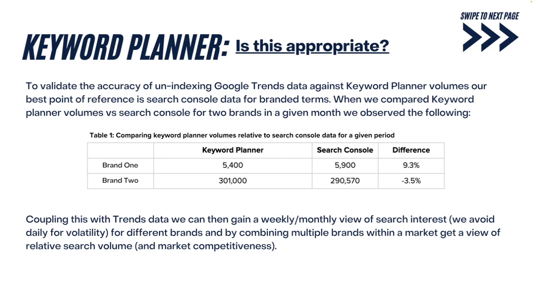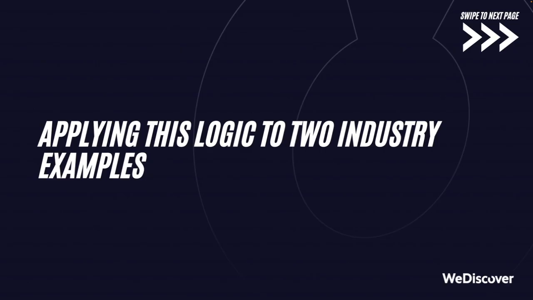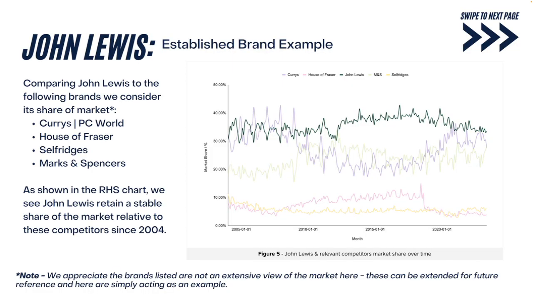So with that kind of validity put in place, what does this look like practically when applied to a couple of different scenarios? What we wanted to do here was take two different markets that are very different in their nature, to take a very established brand within a very established retail market, and take a more exciting new brand in a growing market to see what the differences in share of search are and how it can be leveraged. So starting with an established brand example, we wanted to look at John Lewis relative to a variety of different competitors. So we chose Currys, House of Fraser, Selfridges, and M&S.